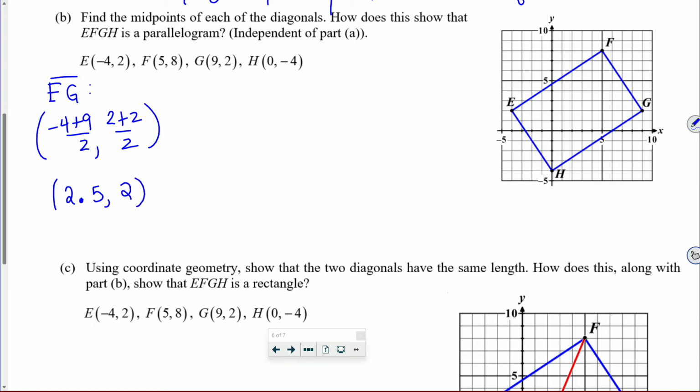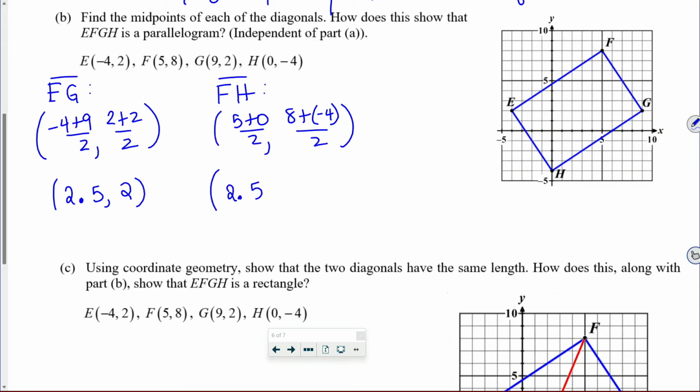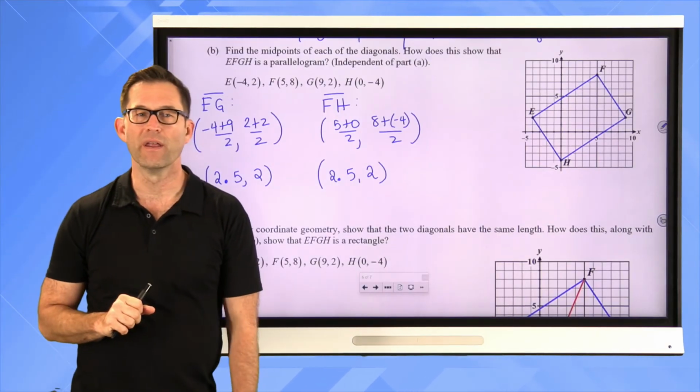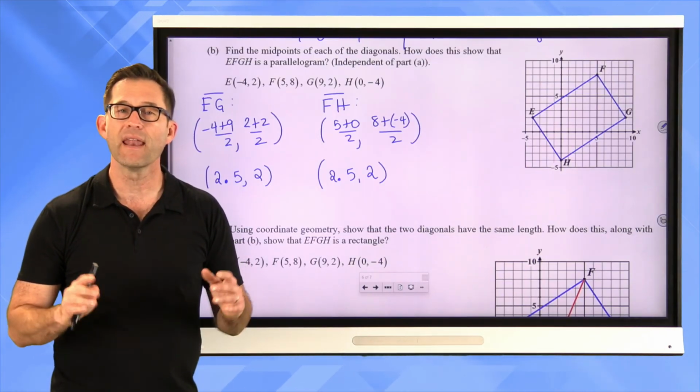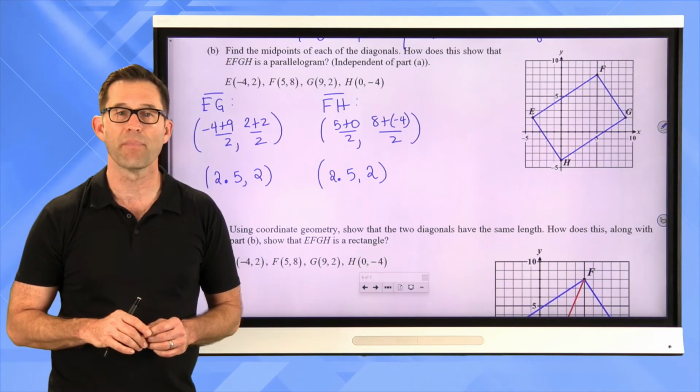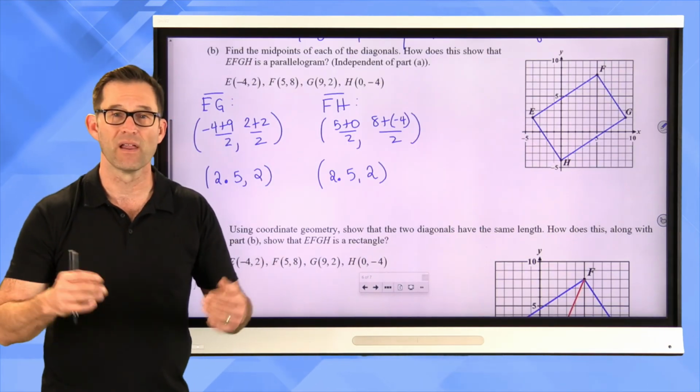Okay, and FH, its midpoint is at 5 plus 0 divided by 2, and 8 plus -4 divided by 2. 5 divided by 2 is 2.5. 8 plus -4 is 4 divided by 2 is 2. And look at that. They have the same midpoint. And because they have the same midpoint, the diagonals bisect each other. And anytime a quadrilateral has diagonals that bisect each other, it is a parallelogram.